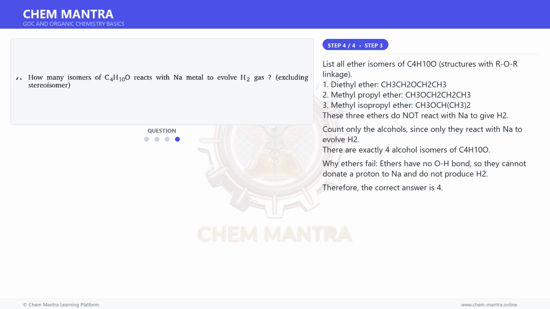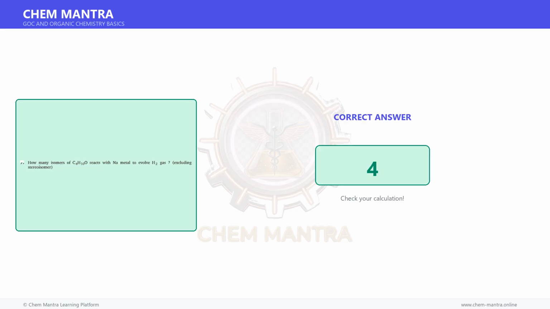Count only the alcohols, since only they react with Na to evolve H2. There are exactly 4 alcohol isomers of C4H10O. Why do ethers fail? Ethers have no OH bond, so they cannot donate a proton to Na and do not produce H2. Therefore, the correct answer is 4.